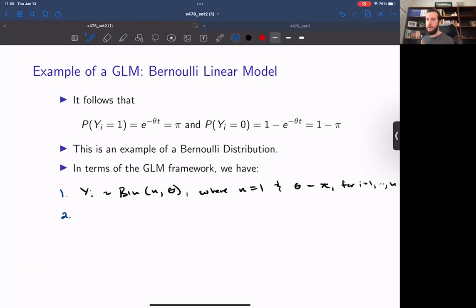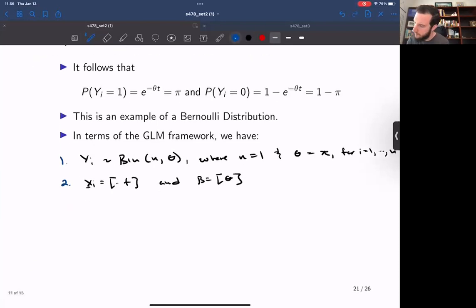Okay, so we've already shown that the binomial distribution belongs to the exponential family of distributions, and it can be written in canonical form. Okay, in part 2, we need to specify x and beta. So here we would have xi is equal to negative t, and beta is equal to theta.